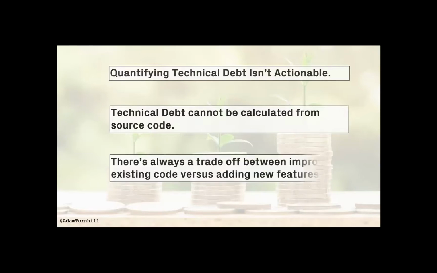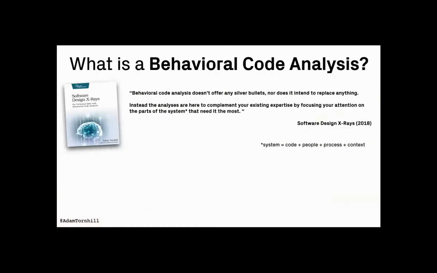At the same time, I do think it's important to be able to have these conversations, because we're always going to have to make a trade-off between improving existing code versus adding new features. And it's a balance that's going to shift over time, depending on where we are in our product lifecycle and in our business. And behavioral code analysis is one option here. So finally, what is it?